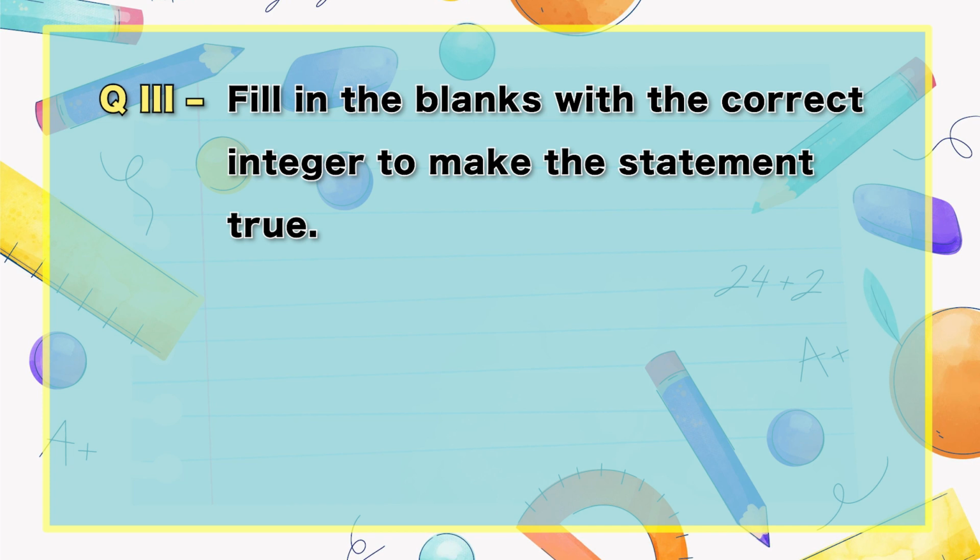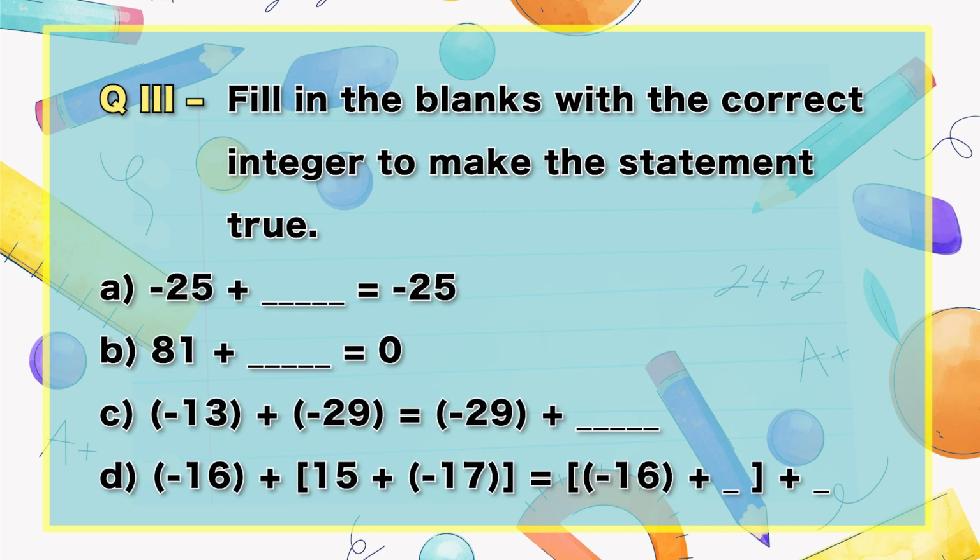Question 3. Fill in the blanks with the correct integer to make the statement true. The first one, -25 plus something gives -25. 81 plus something gives 0. -13 plus -29 gives -29 plus something. -16 plus 15 plus -17 gives -16 plus something plus something.